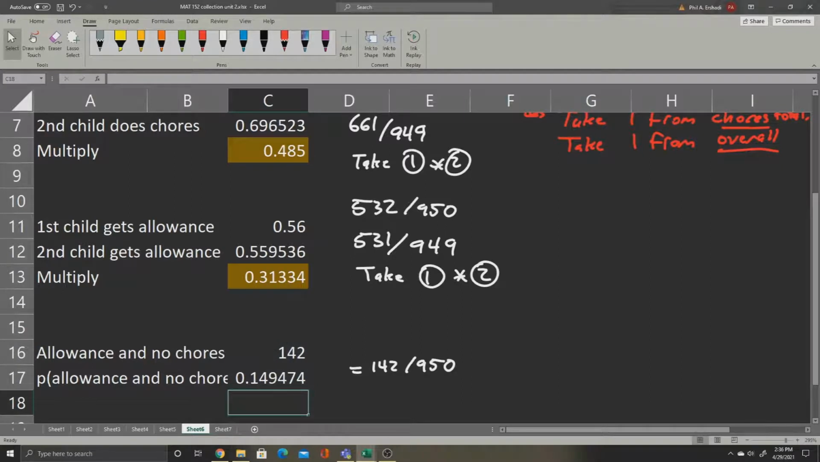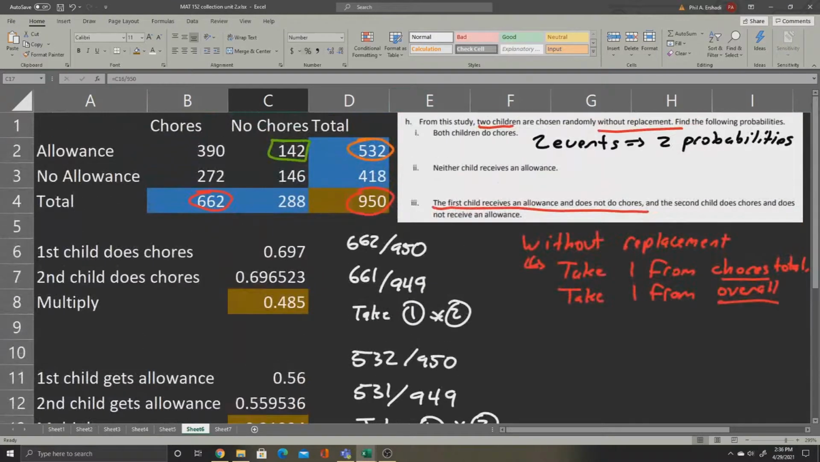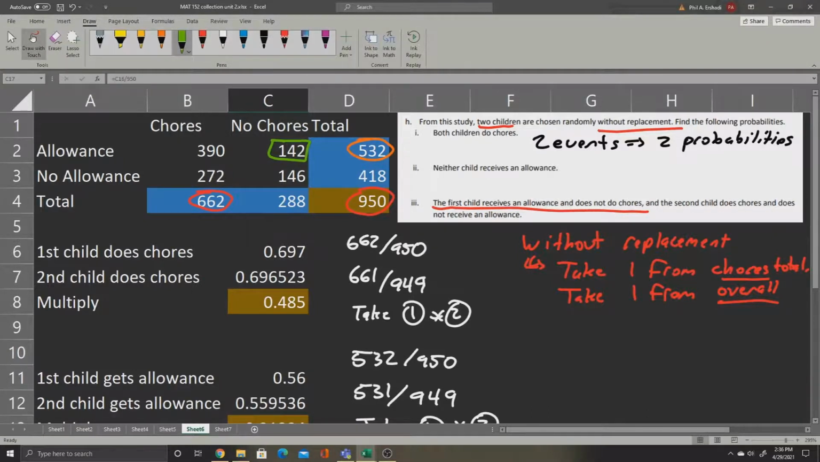This will give us a probability of 0.149474. Again, we can reduce the decimals by clicking Decrease Decimal. Now the second event they asked us about is that the second child does chores but doesn't receive an allowance. Let's locate that in the table as well. We'll look under the chores column because we want the child to do chores and we don't want them to receive an allowance. This gives us 272 in the yellow box. Let's record that below as well.